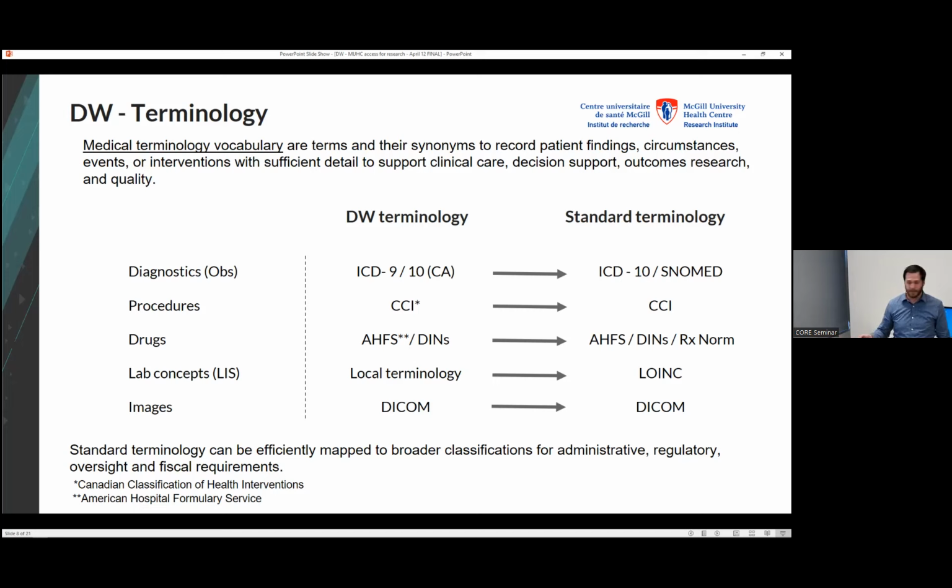This is just to say the terminology that we have at the data warehouse, and this is an example of a standard terminology. Are we making it standard? To my knowledge, yes. A few months ago, I spoke with the people at the lab, and they're trying to map the terms to LOINC. To my knowledge, we don't have it available.